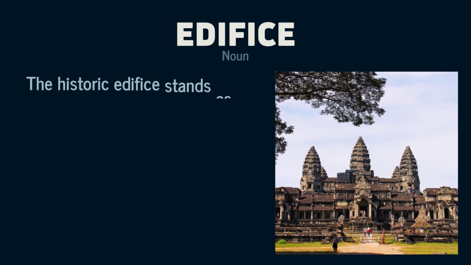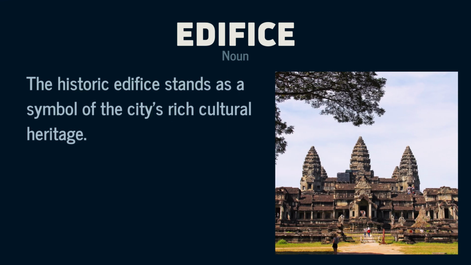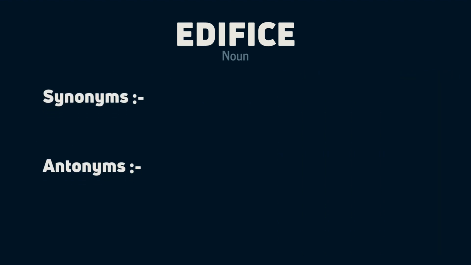Look at this example. The historic edifice stands as a symbol of the city's rich cultural heritage. इसका मतलब है कि भव्य इमारत शहर के समृद्ध इतिहास और संस्कृति का प्रतिनिधित्व करती है. Imagine an edifice as a grand, towering building that leaves you in awe.